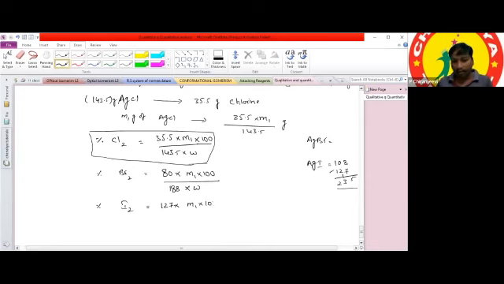100 divided by the total mass of the silver iodide. What is the mass of the silver iodide? Here it is 235 into W grams, where W is the mass we had taken. So these are the formulas we are using to calculate the percentage of chlorine, the percentage of bromine and the percentage of iodine. All of you, is that clear?